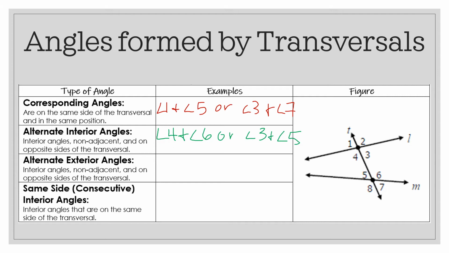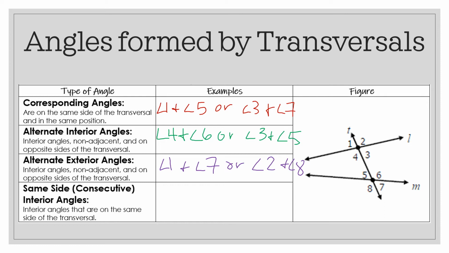Likewise, we have alternate exterior angles. Alternate exterior angles are still on the opposite sides of the transversal, but they are on the outside of the 2 lines that are cut by the transversal. So in this case, they'll be on the outside of lines L and M. So the 2 pairs of alternate exterior angles in this particular figure are angle 1 and angle 7. And then likewise, angle 2 and angle 8. They're on the outside of the lines, and they are on opposite sides of the transversal.